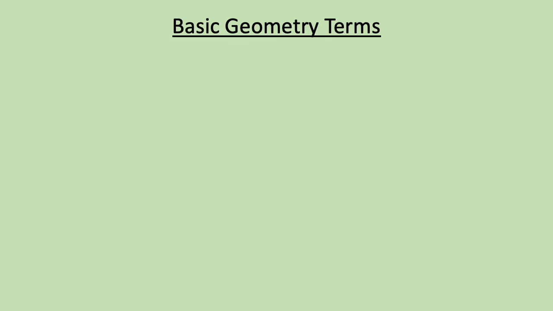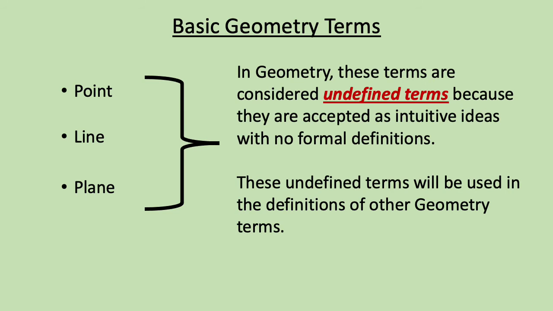Basic geometry terms. Point, line, plane. In geometry, these terms are considered undefined terms because they are accepted as intuitive ideas with no formal definitions. These undefined terms will be used in the definitions of other geometry terms.